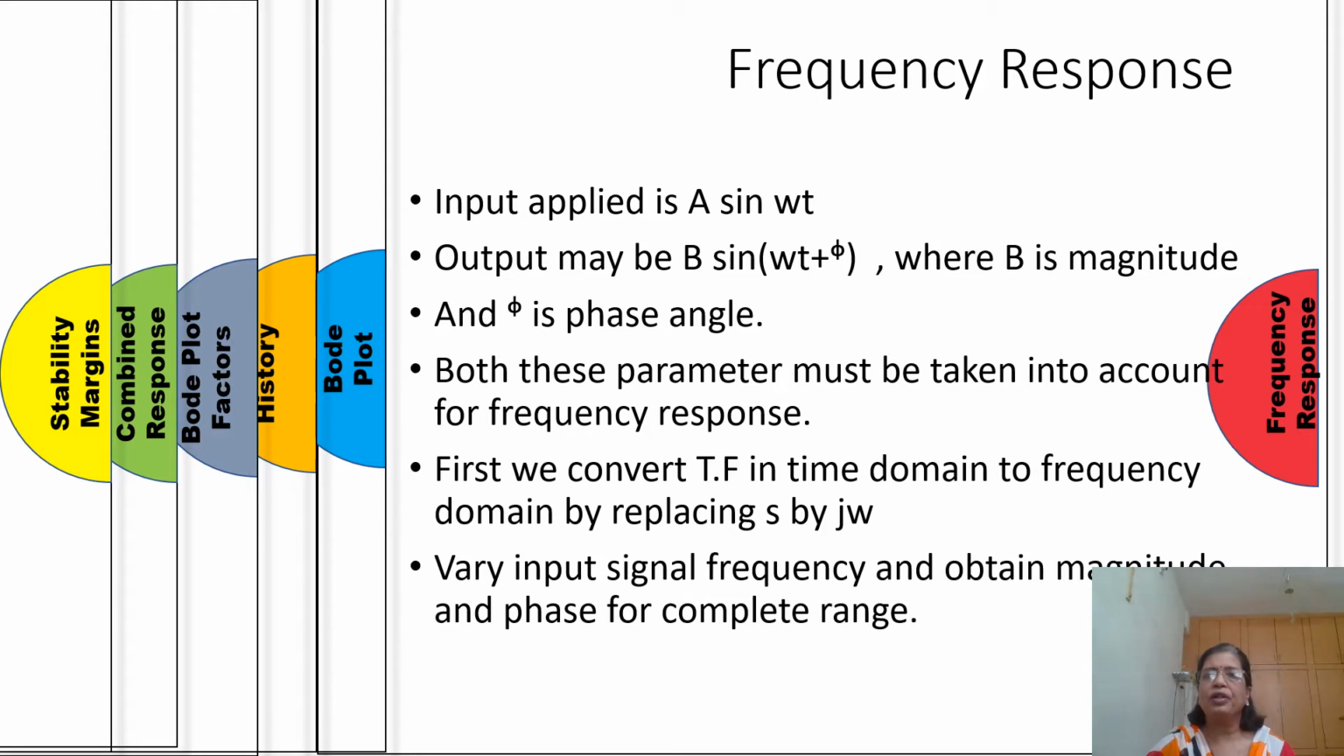Now, before proceeding to the frequency response, we are aware of how to obtain the transfer function, which is known as the time domain transfer function. We have to first convert it into the frequency domain by replacing s by j omega. Then you vary the frequency of the input sinusoidal signal and obtain the magnitude and phase for a complete range. Whatever we get is known as a frequency response.